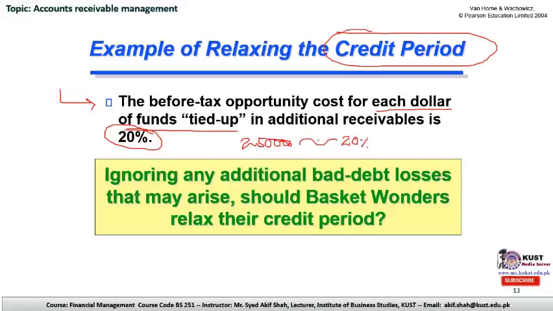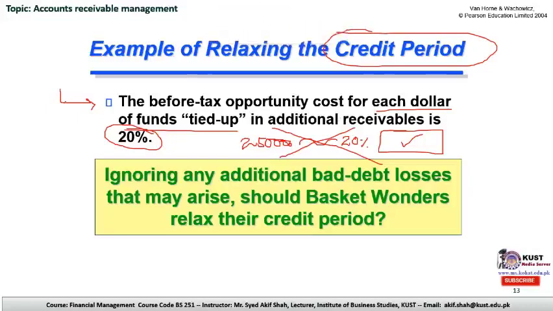So basically, as we are foregoing this investment opportunity, this foregone investment opportunity's earning is actually known as opportunity cost, and we will have to compare this second option's earning with our current earning from the additional account receivable, and then decide either to go for relaxing the credit period or not to go with relaxing the credit period.